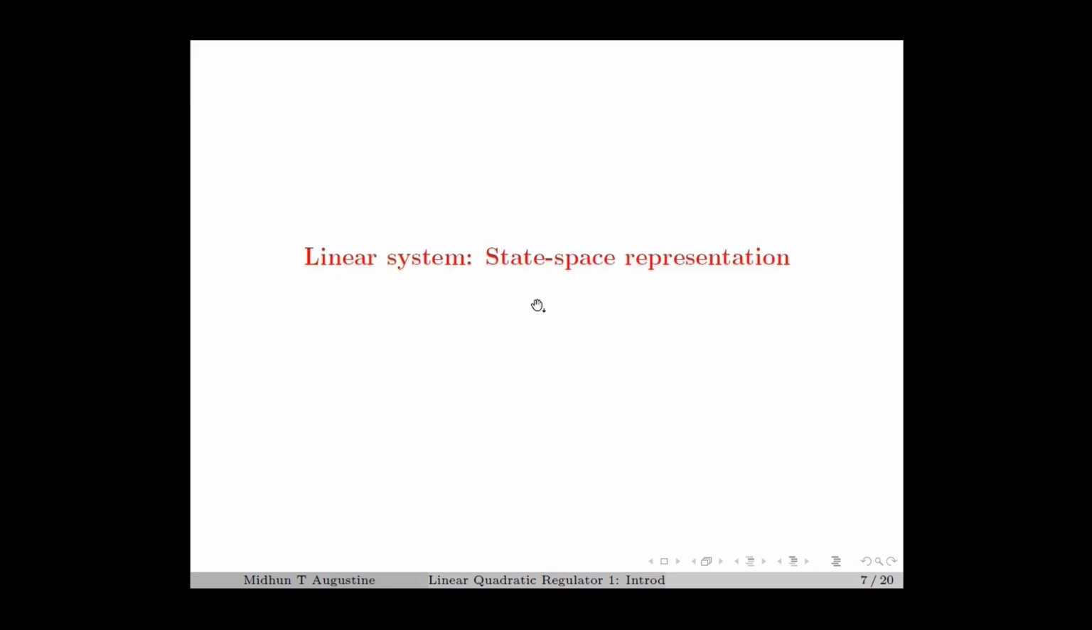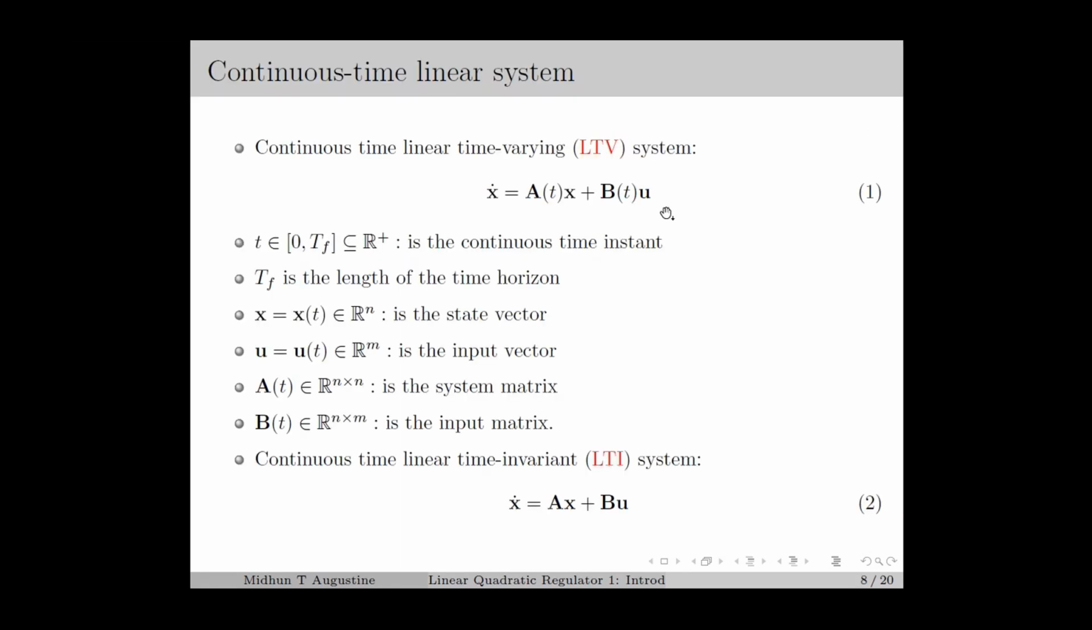Next, we move on to the different state space representations of the linear system. We can start with the continuous time linear time varying or LTV system, which is defined by the state equation as in equation number 1, in which t is the continuous time instant, which belongs to the real interval from 0 to tf, where tf is the length of the time horizon. x of t is the state vector in continuous time, which we denote as x, and u of t is the control input vector. A of t and B of t are the system matrix and input matrix respectively, which can change with time.